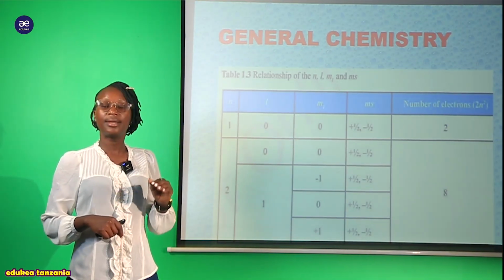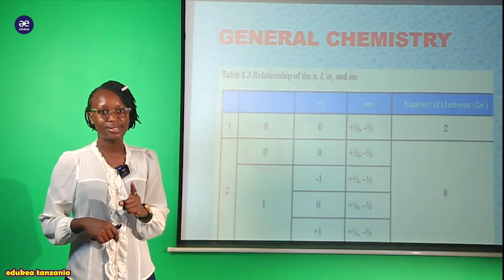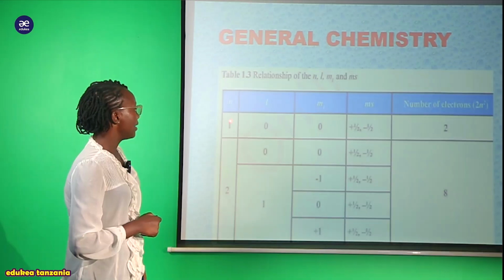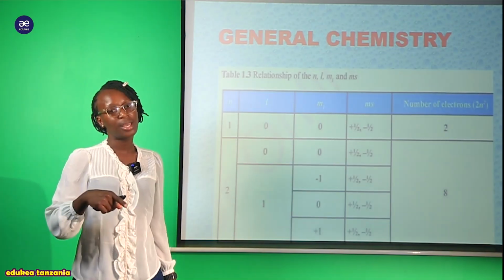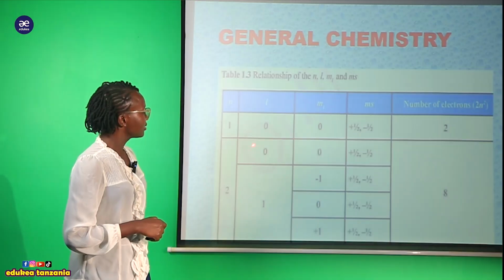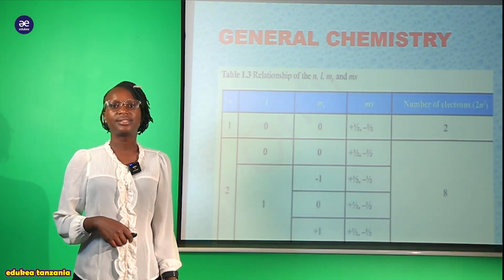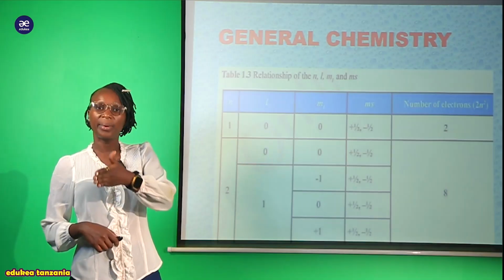N is positive, and its value starts from 1 to infinity. That's why we have n equal to 1 here. But we come to another quantum number which is L. We said that it is an integer. It starts from 0, then 1 and continues.